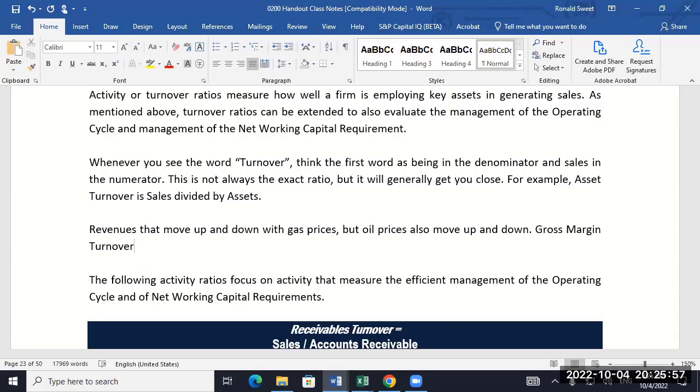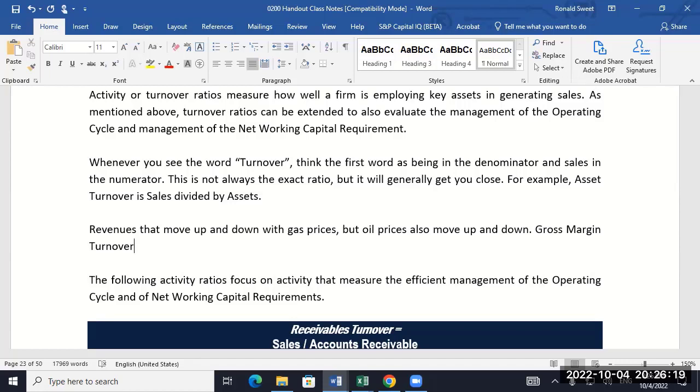Oil. So they're going to be going like this. What's their gross margin going to do? It's going to be fairly stable. So if I use revenue, it's going to look like, wow, they did a great job when gas prices are up. They did a horrible job when gas prices were down. Is that really true? You're going to tell management, wow, why did you do such a horrible job in 2020?